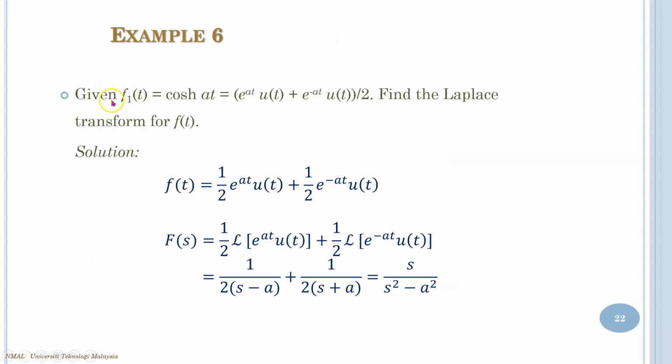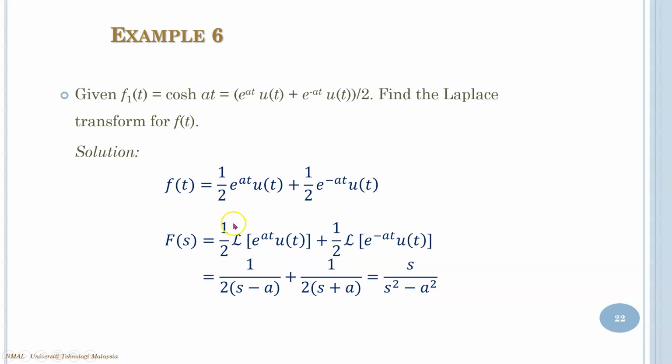For the example here, given f(t) equal to hyperbolic cos at, equal to e to the power at u(t) plus e to the power negative at u(t), divided by 2, find the Laplace transform of f(t). In order to find it, you separate this into two equations. First is 1 over 2 e^(at) u(t), another is 1 over 2 e^(-at) u(t), and the 1 over 2 is the constant, which refers to a and b in the previous slide.